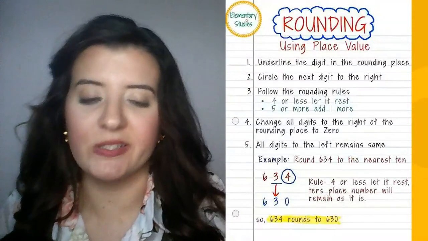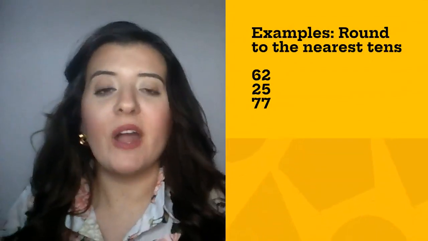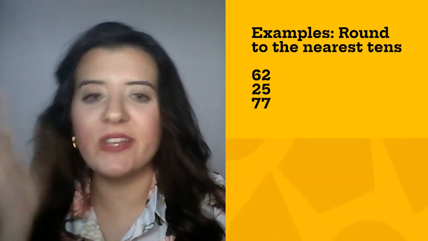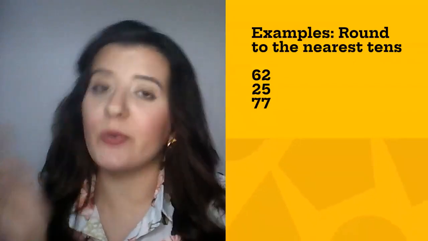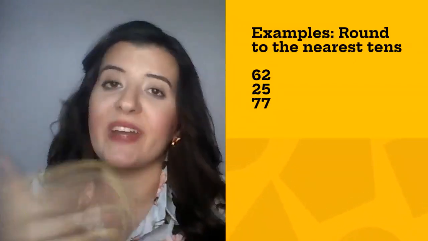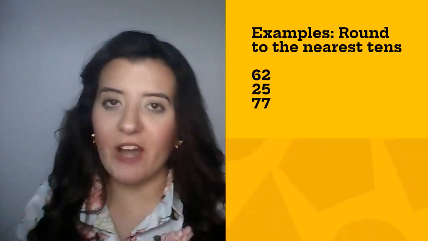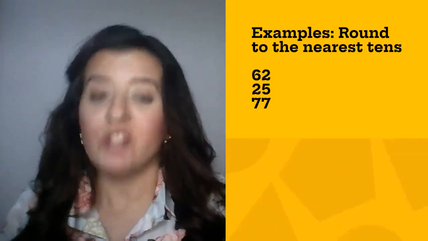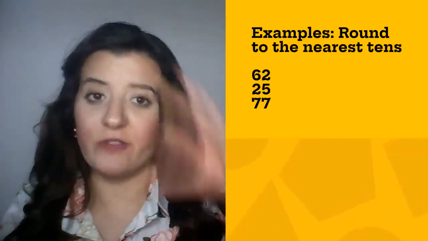Now let's do some exercises. For example, I have you round to the nearest 10. When you see any questions like this, I want you to pause the video and try to answer them, and then we're going to answer them together. So for example, I have 62, I have 25, and I have 77. Let's do the first one together and then do the other two by yourself, okay?